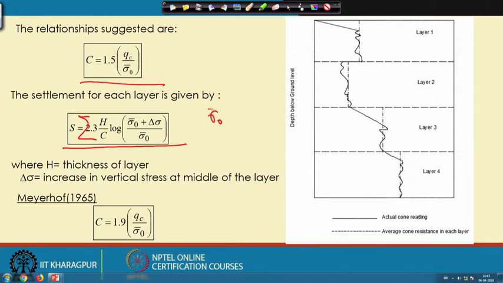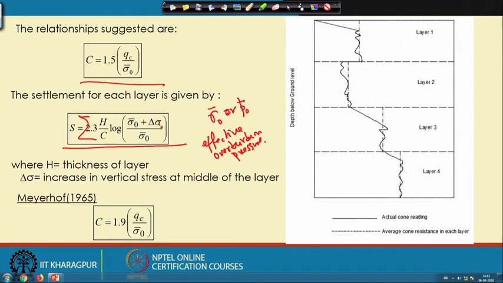Sigma 0 bar, or the P 0 bar, is the effective overburden pressure at the middle of each layer, and delta sigma is the increment of the vertical stress at the middle of each layer due to the application of the external load. So, sigma 0 bar is the effective overburden pressure, and del sigma, or del P, is the increment of stress due to the external load.